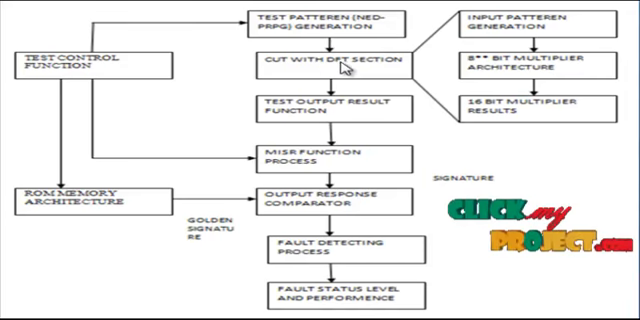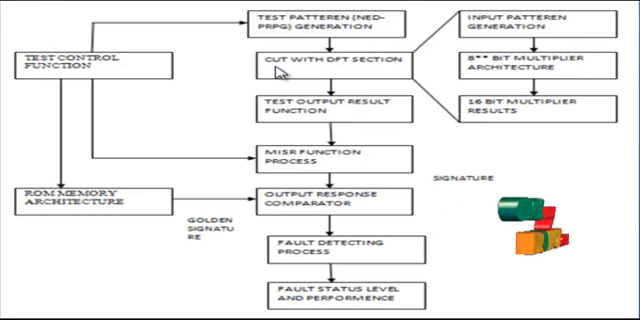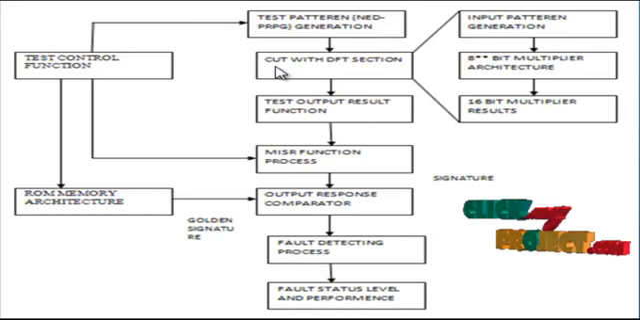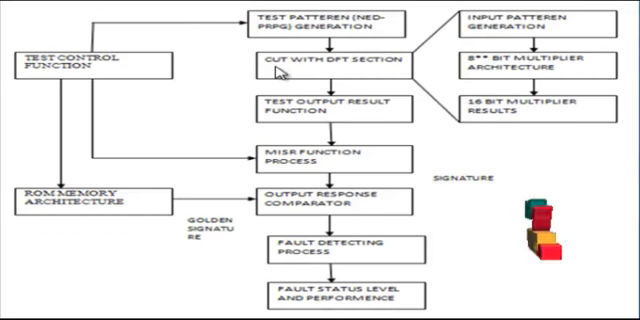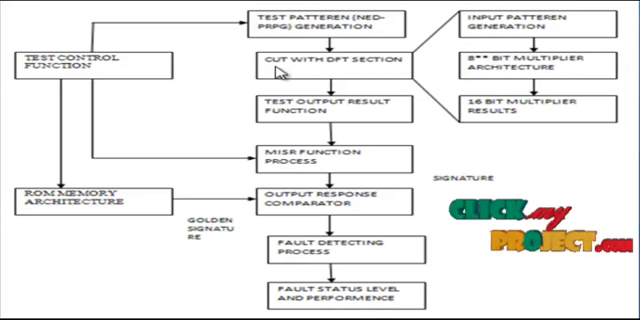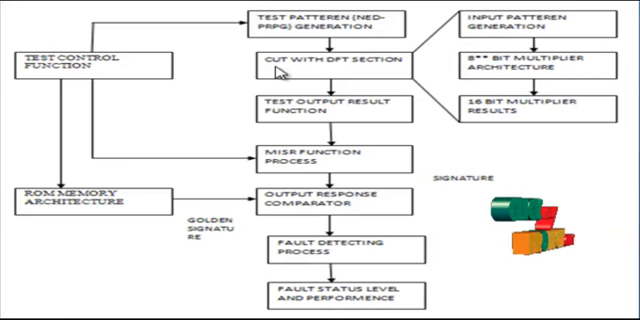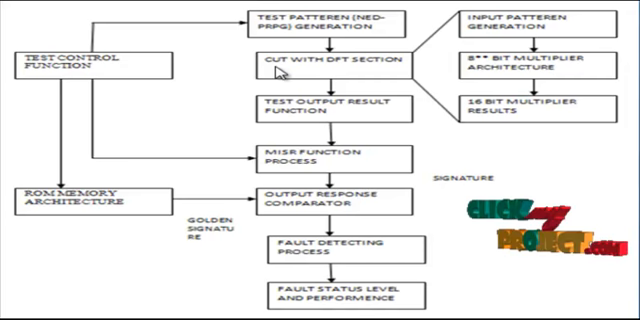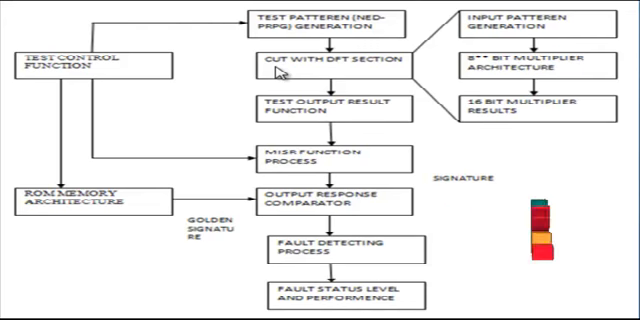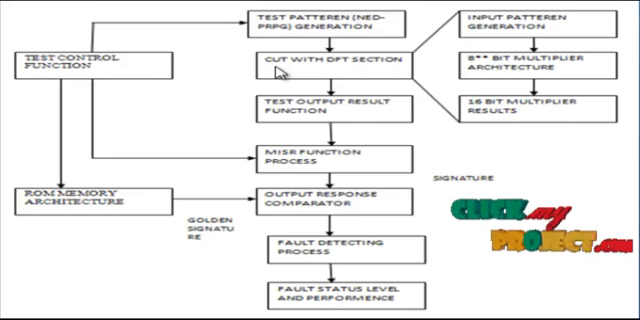Then go to the CUT with DFT section. The CUT means circuit under test. DFT means design for testability. This section produces the circuit to be tested, which is presented in the CUT architecture. Our example is an 8x8 bit multiplier architecture. This multiplier generates the input test patterns automatically, so we adapt automatic test pattern generation for the 8x8 bit multiplier. This multiplier produces the 16-bit output results.